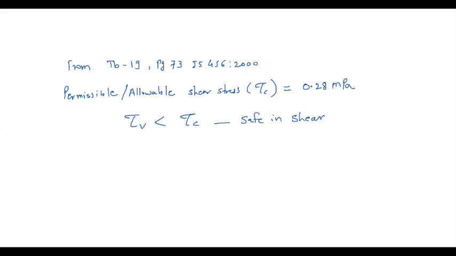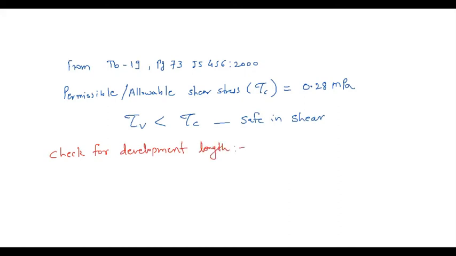So now next thing is the check for deflection. There is no need to take the check for deflection as our percentage of steel assumed is greater than percentage of steel provided. So the last thing is check for development length.